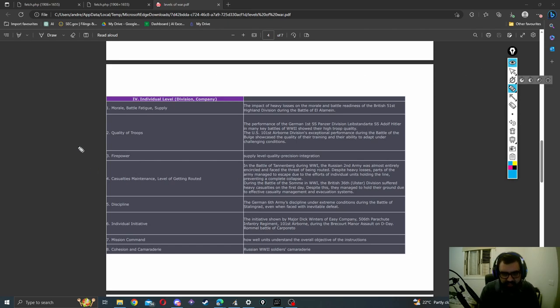And all of the rest of these variables have to do with maintaining a correct cohesion of force, so as not to be routed. Being routed is the worst thing that can happen to an army, and it's something that's always happening in armies.